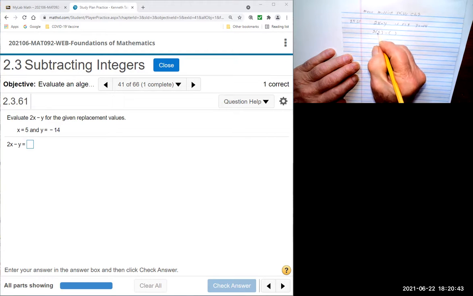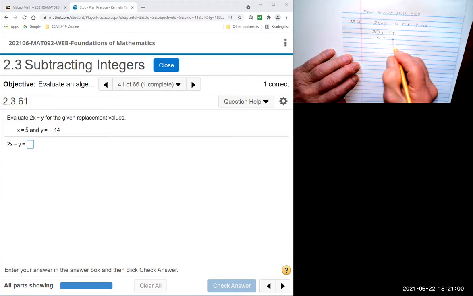For x, we're putting 5. For y, we're putting negative 14. This helps prevent an error that you may make in the double minus sign. So do 2 times 5 is 10. Subtracting a negative is like adding the positive. And the result of 10 and 14 is 24.